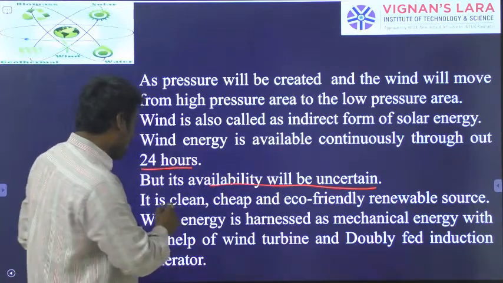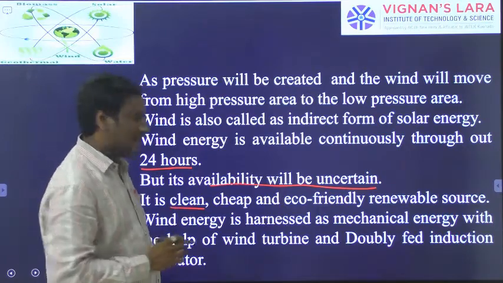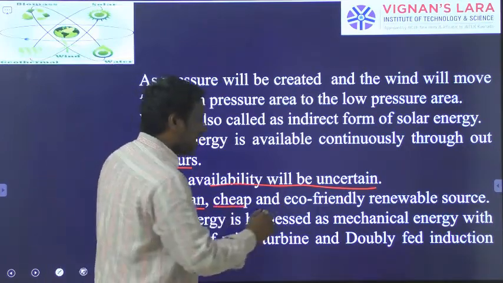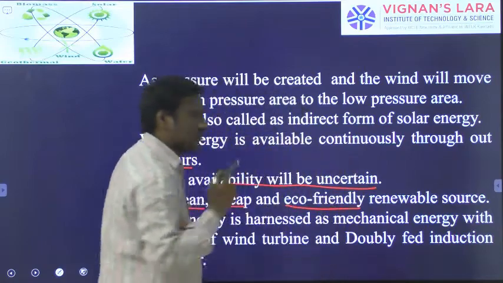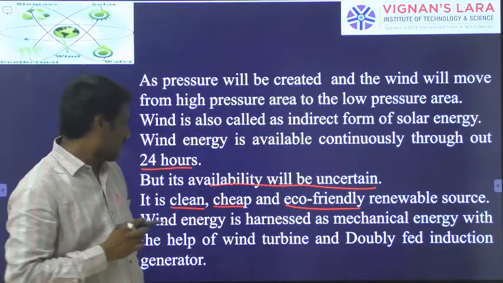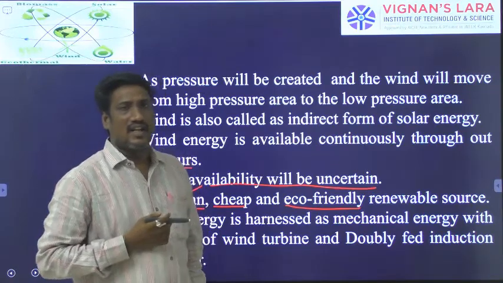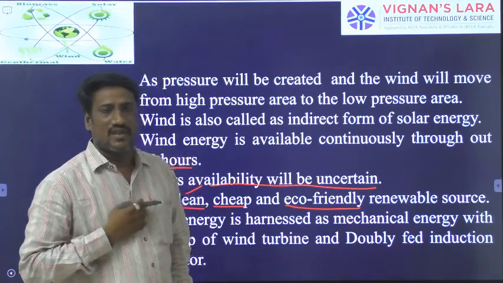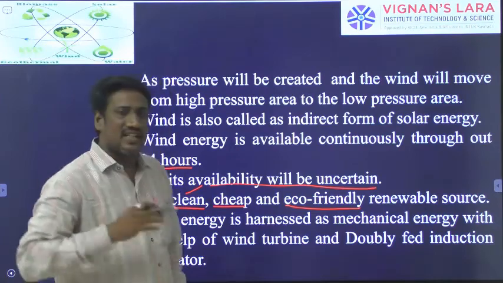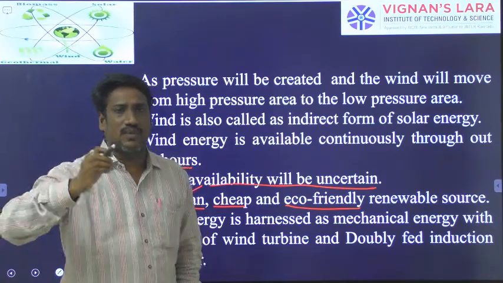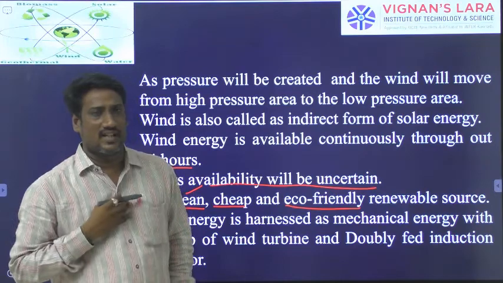Wind energy is a clean energy, a cheap energy, and an eco-friendly renewable energy source. What is meant by clean energy? It doesn't produce any pollution into the atmosphere. No smoke is released into the atmosphere. So it is a clean energy.